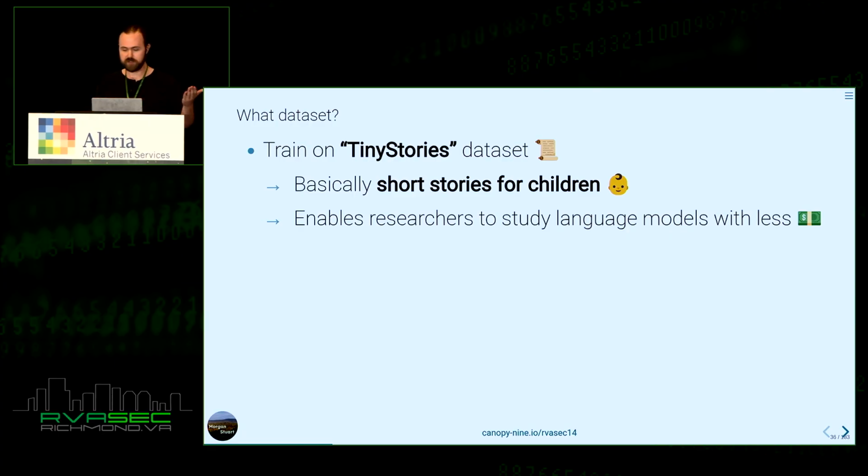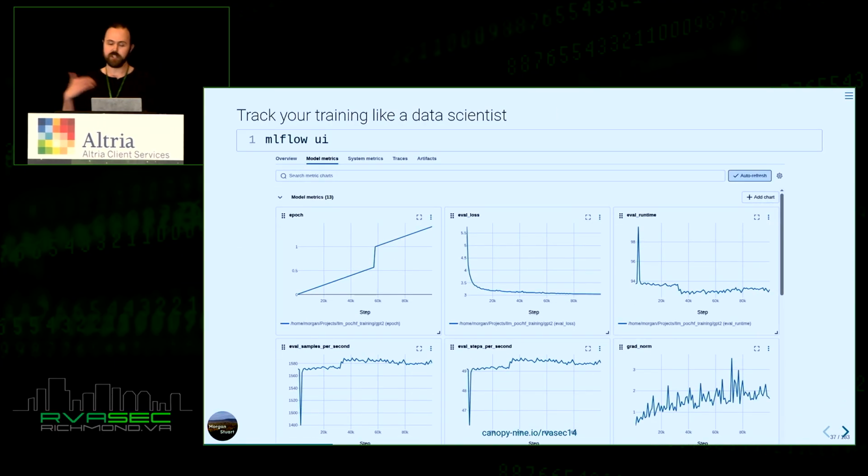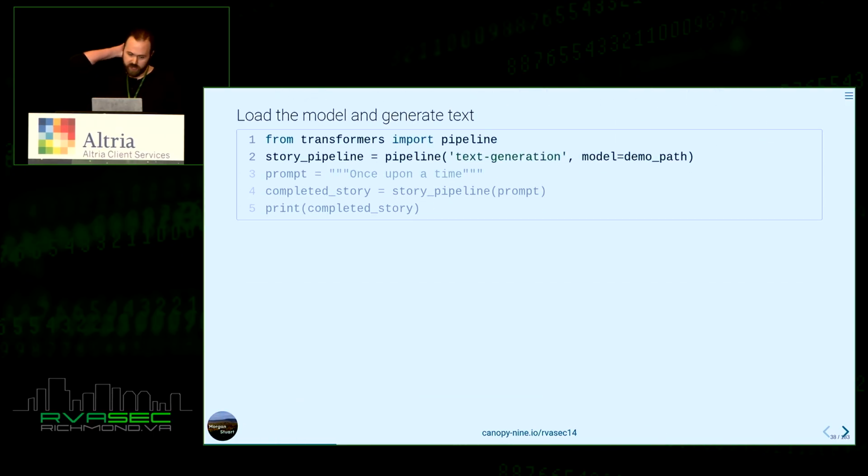So yeah, already told you this. Basically, it allows researchers to save money. You can train this and then you can review your training logs like a data scientist. Here I just trained it for 2 epochs and it converged nicely. And so we can go ahead and run this with a prompt, "once upon a time." These are children's stories, after all.